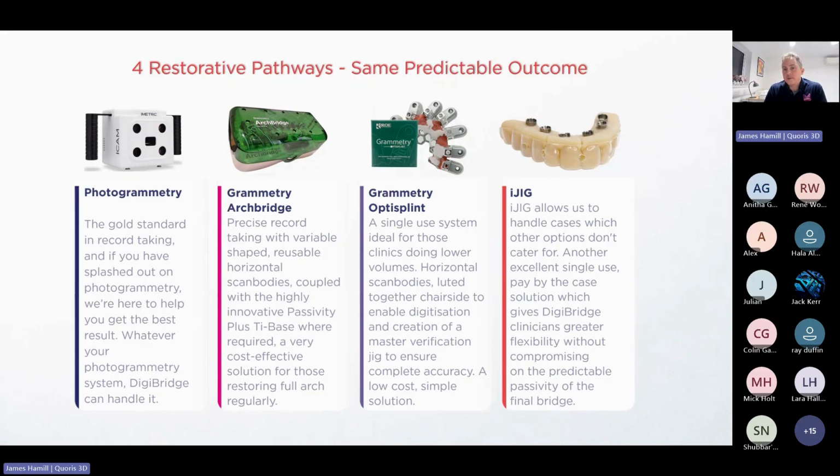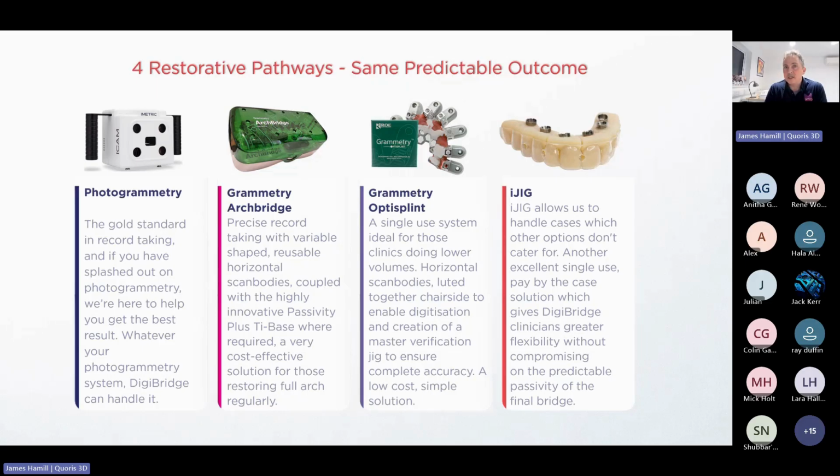Okay. We've then got grammetry optisplint, which is a very useful tool to have in your practice. And this is almost ideal for people who are just doing the odd case, so low volumes. But it's also important because it has a few distinct advantages, where you can create a model where it can be lab scanned. It also acts as a verification jig. So you get a little bit of an analog physical model to work with, which some people prefer. And this works extremely well. So grammetry optisplint we will also cover.